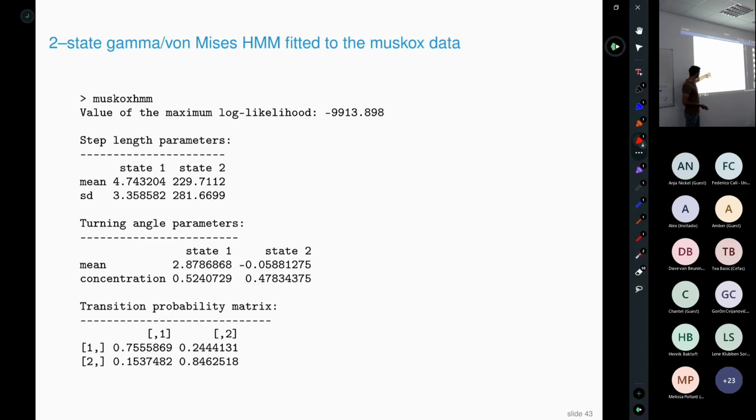In state 1, we have a mean turning angle of roughly 3, which means that on average we are mostly turning around. And in the other state, we have something which is very close to 0 as the mean, which means persistence in direction. You move straight ahead.